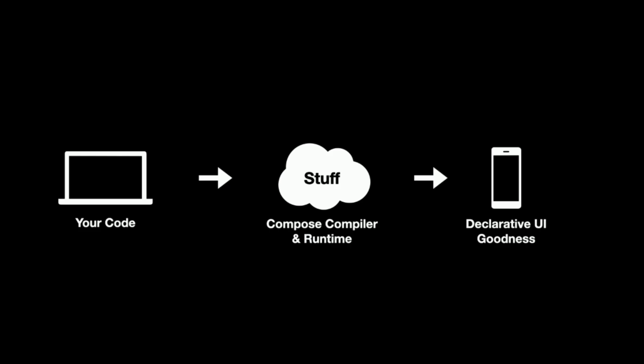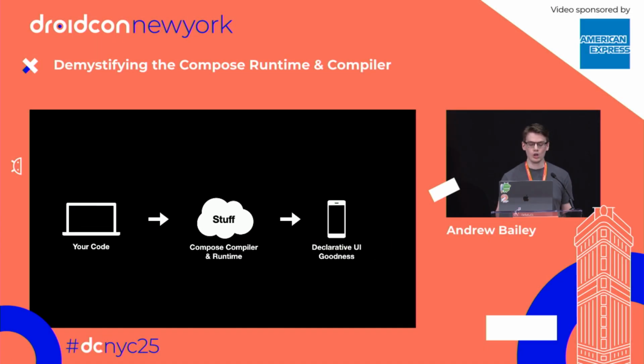On one side of the spectrum, you write your code, and then stuff happens to it, and then a declarative UI falls out because of what the runtime and compiler do. This is a black box to a lot of people, which has its pros and cons. It's good because it means that a lot of this gets out of the way for you, but it obscures a lot about what's going on under the hood, and you might have ideas about what the Compose compiler and runtime are doing that it's not actually doing, and there may be things that it does that are unexpected to you.